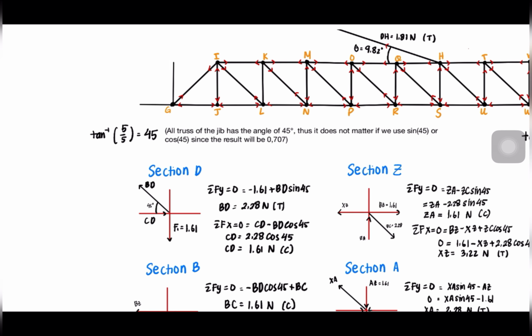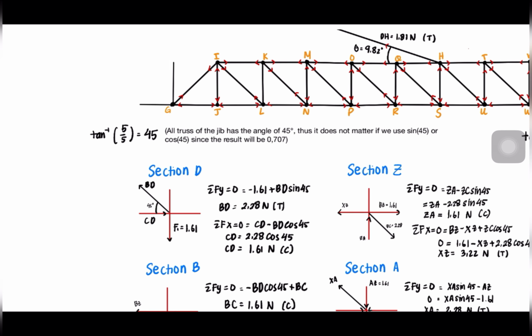So we need to find the projection angle, and we got the BC is 1.61 Newton, and our assumption is true for BC, that it is compression. Next, we can find the BZ using the sigma Fx equals to 0. Same with the method.